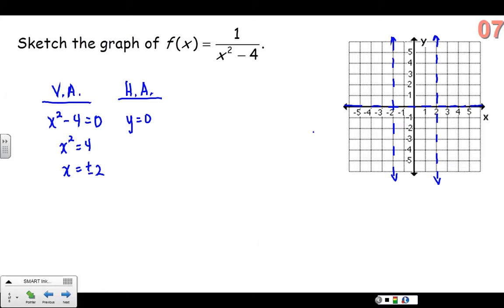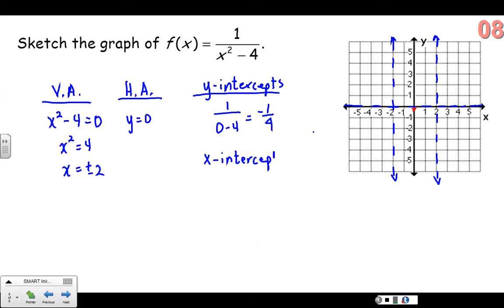For y-intercepts, if I let x be 0, I get 1 over 0 minus 4, which is negative 1/4. So we know we're going to cross the y-axis at negative 1/4, which is really small, really close under there. X-intercepts all come from the numerator only, and in this case, 1 is never going to equal 0, so no x-intercepts. So it looks like we're going to have to do some T-chart stuff here.